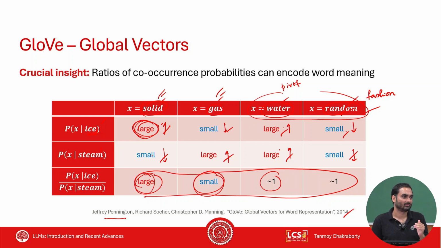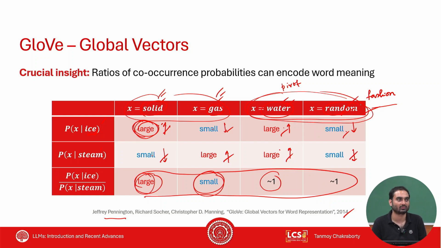If a word is non-relevant, it may be completely non-relevant like fashion, or it may be so close that it appears with both ice and steam like water. So water is not a good context word to differentiate ice and steam. Clear? So this ratio tells you a lot of things. It differentiates important context words from not so important context words. It also differentiates which context word is important for ice, and which context word is important for steam.